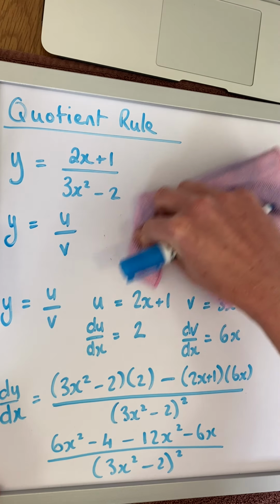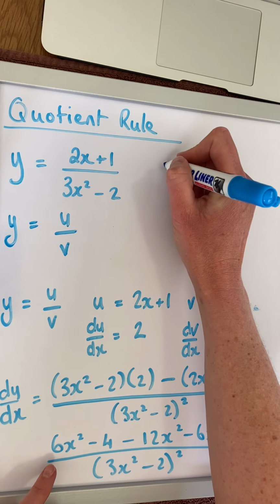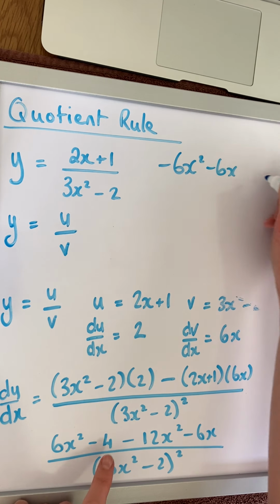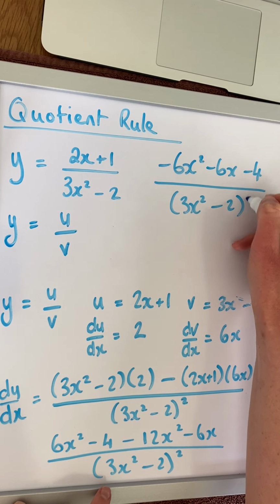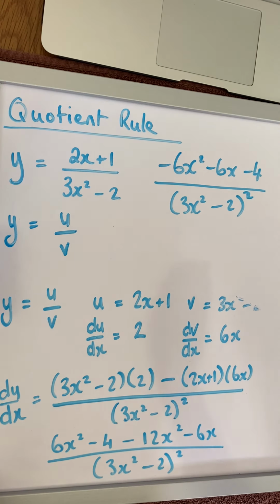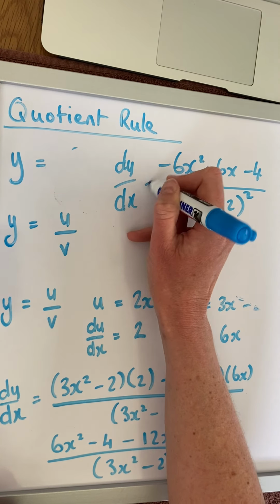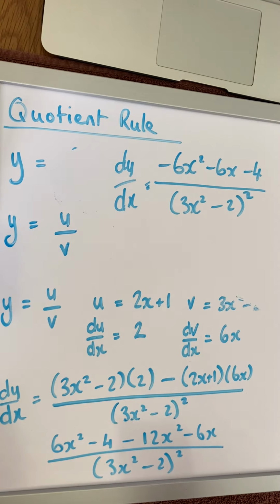And I'm just going to put the final answer up here because I've run out of room at the bottom. Fully tidying this part up, we have minus 12x squared and plus 6x squared, so that gives us minus 6x squared. We have minus 6x minus 4 all over 3x squared minus 2 all to be squared. So that is our final answer in terms of dy dx. So dy dx fully simplified is equal to minus 6x squared minus 6x minus 4 all over 3x squared minus 2 to be squared. So that's our quotient rule.